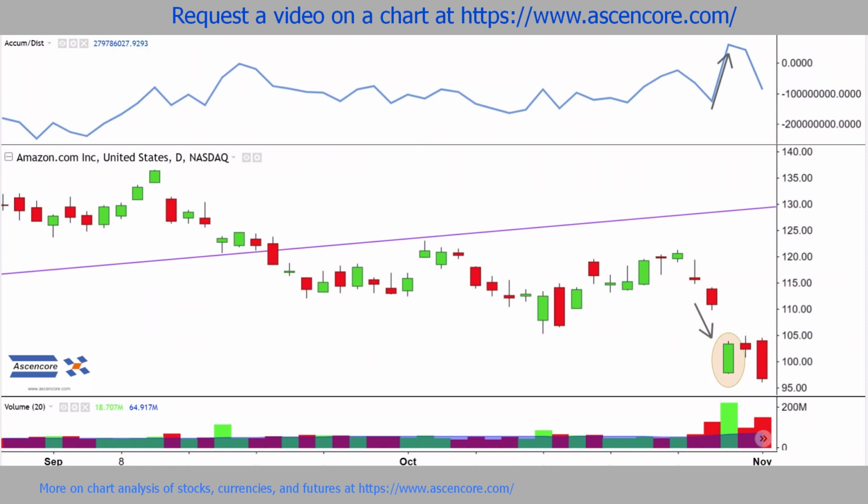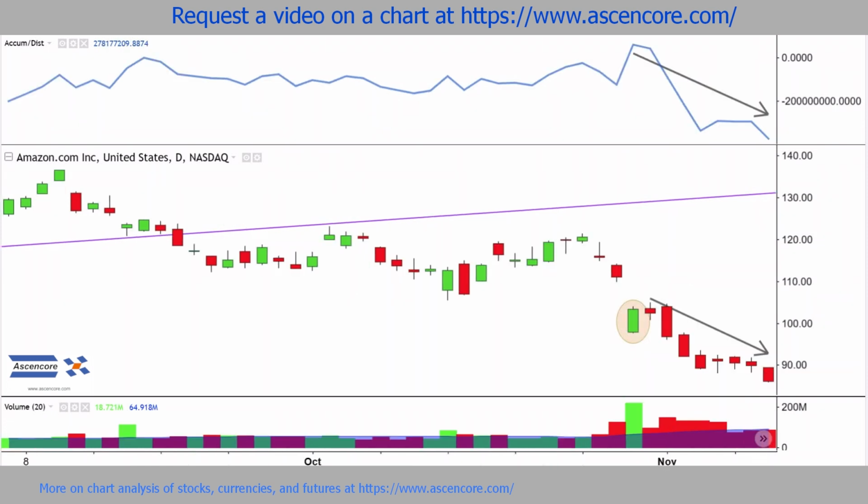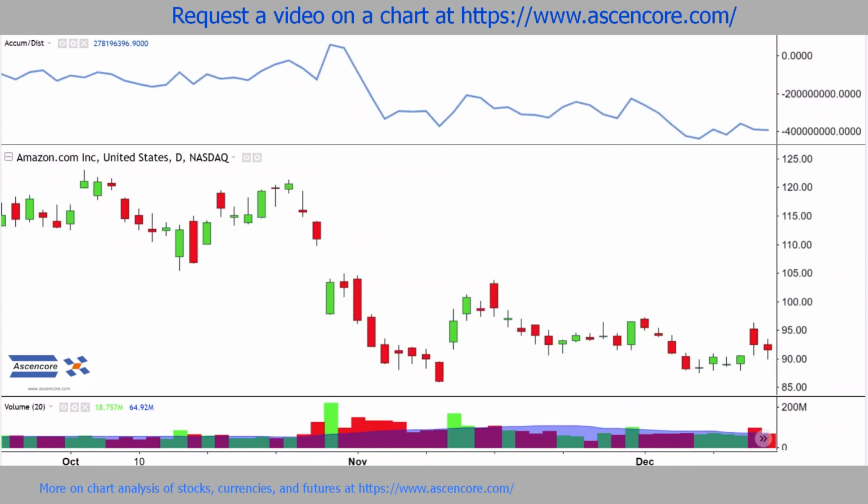A familiar scene here, price gaps down to close lower, but there's divergence with the AD indicator moving higher. This is because it's a gap down, and there's a large green candle. A good example here where a trend line isn't so practical to apply on the AD indicator.